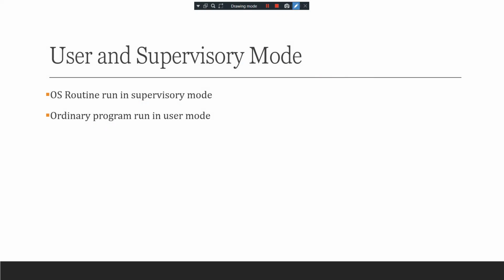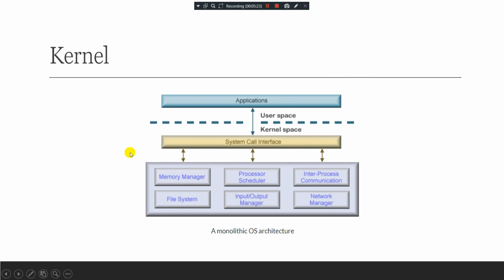Let's start with the next one. Next is kernel. Kernel is the core of the operating system and is responsible for managing various resources of the system. So what is a kernel? What does it do?